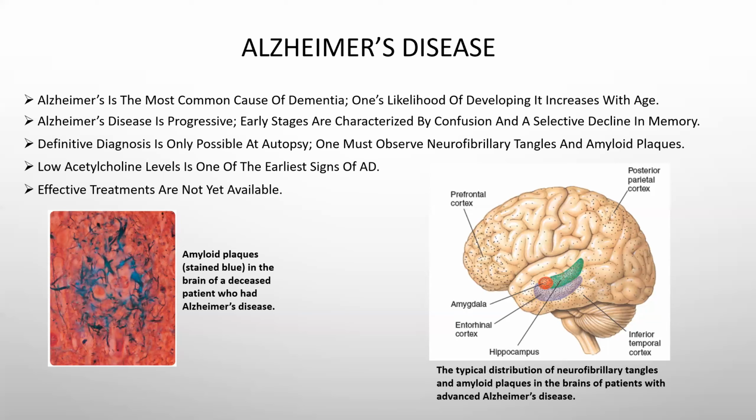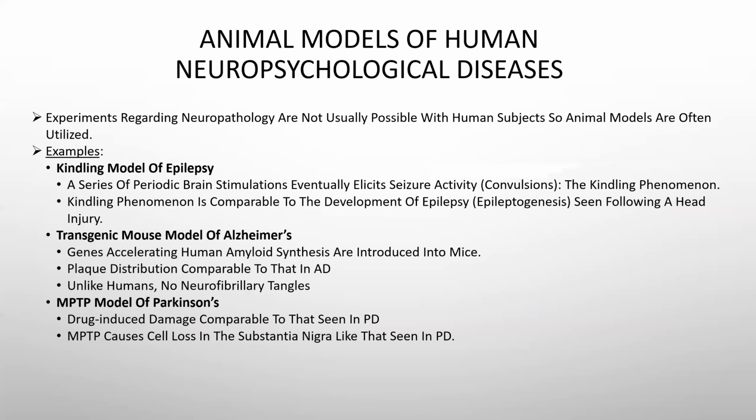The figure on the right-hand side shows you the distribution of neurofibrillary tangles and amyloid plaques. So we see a lot of it in the temporal lobe, specific to amygdala, hippocampus. Remember, hippocampus is a big area for memory. We also see the posterior parietal cortex, which makes sense for sensation, and prefrontal cortex for higher order thinking, creativity, decision making. And so those are definitely functions that are lost with Alzheimer's as well.